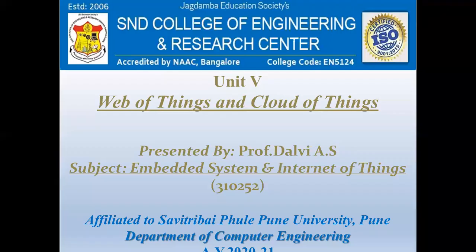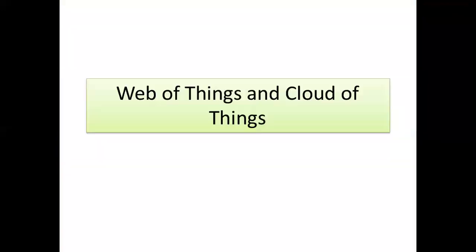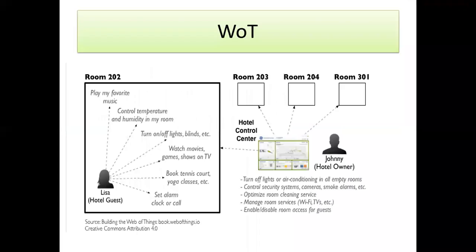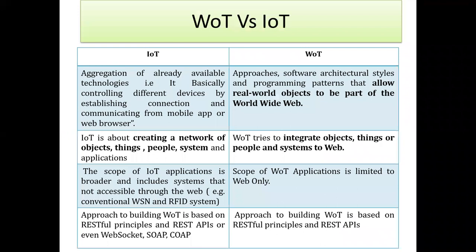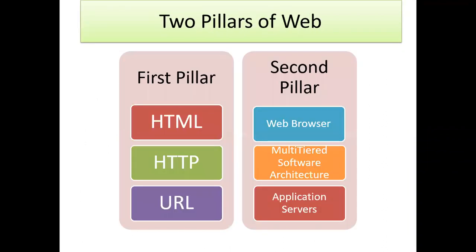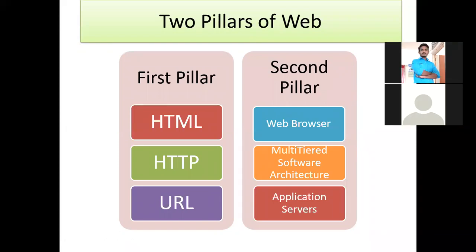Good morning, everyone. We are going to continue with Unit 5, that is Web of Things and Cloud of Things. In the last session, we discussed what WoT is and the difference between WoT and IoT. Then we saw some applications of WoT. Then the two pillars of the web: the first pillar consists of HTML, HTTP, and URL, and the second pillar consists of web browser, multi-tiered software architecture, and application servers.